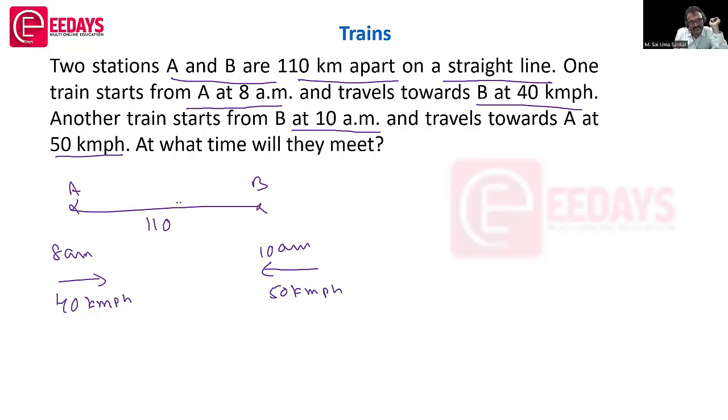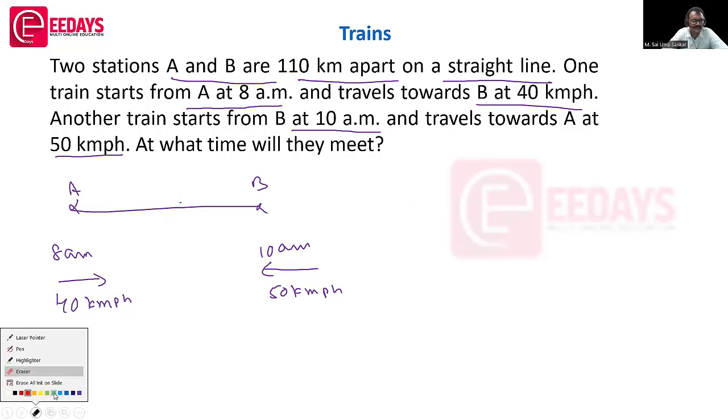Let us take that both meet at this point. Let this distance be X, so this is 110 minus X. Now, the time taken by this train to reach this point equals the time taken by the other train. But one more point is there: this starts at 8 a.m. and this starts at 10 a.m. That is very important. In the previous case, that condition is not there, but here it is, so be careful.